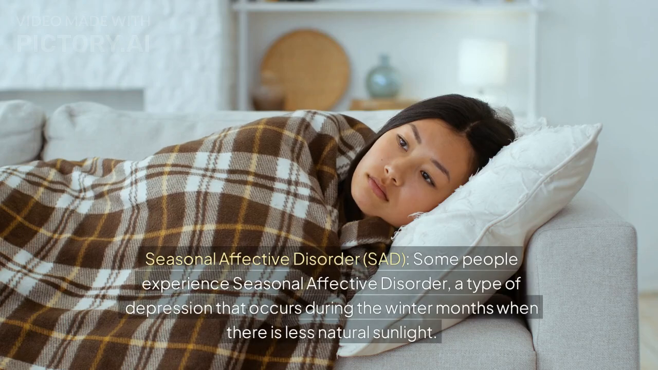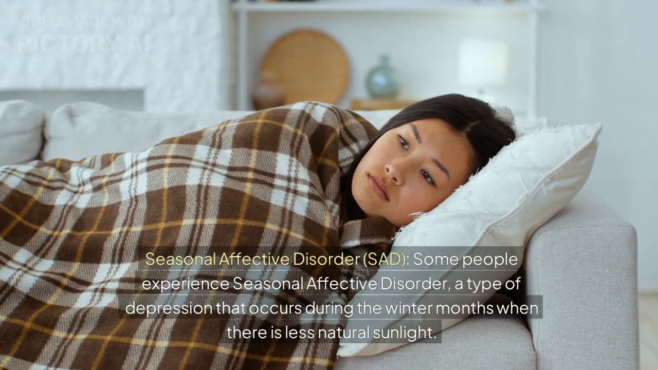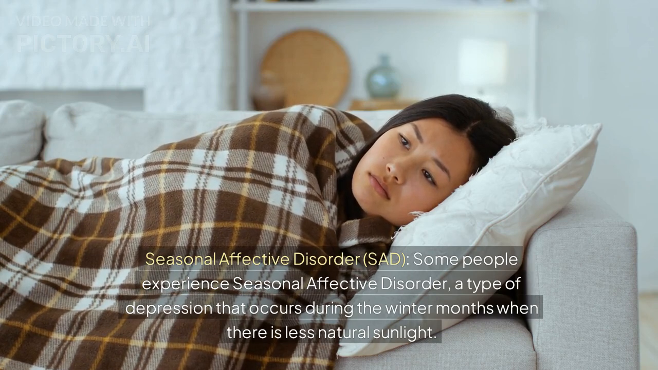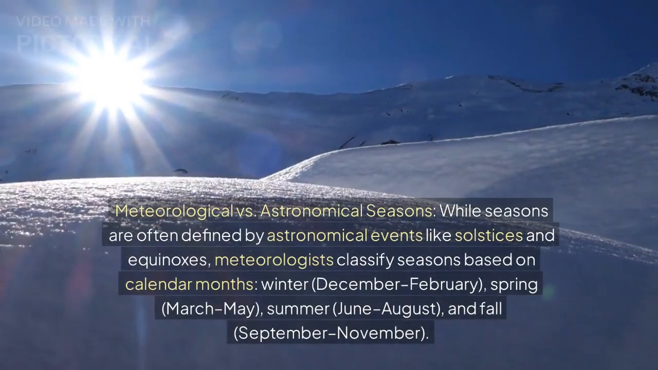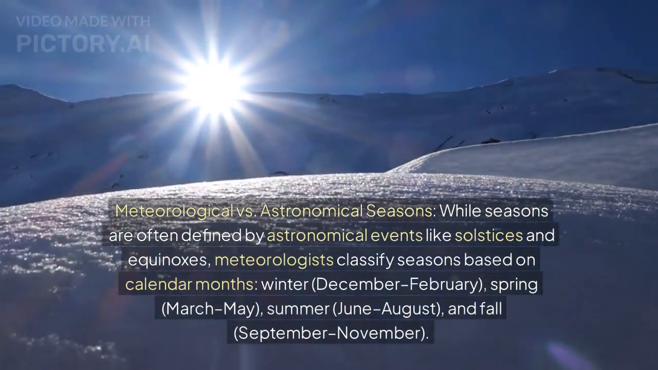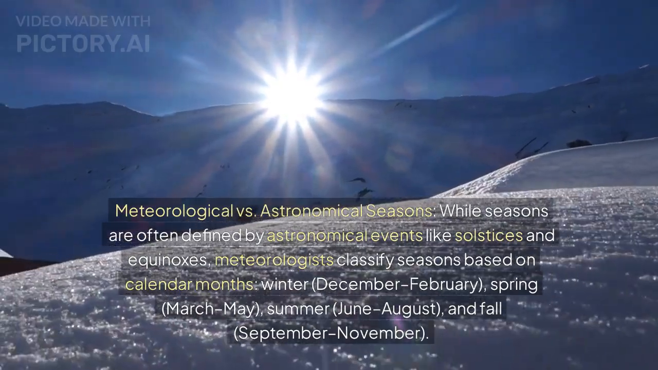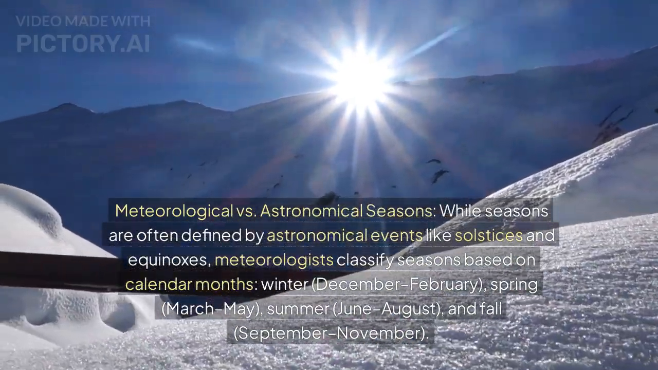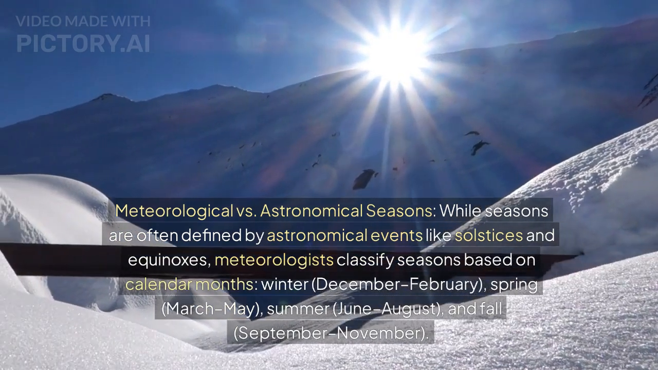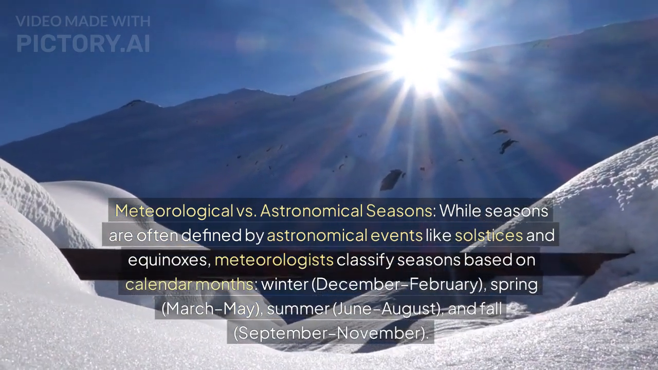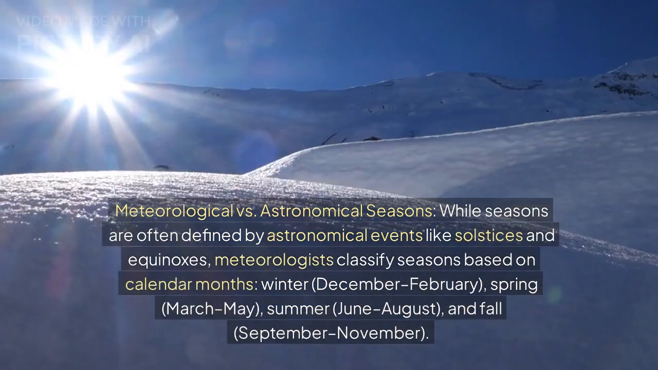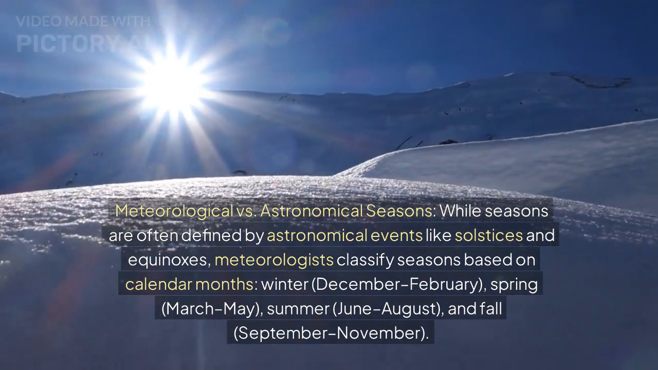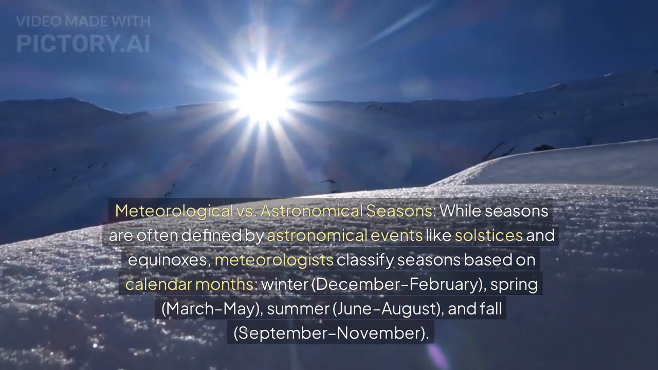Seasonal affective disorder, SAD. Some people experience seasonal affective disorder, a type of depression that occurs during the winter months when there is less natural sunlight. Meteorological versus astronomical seasons. While seasons are often defined by astronomical events like solstices and equinoxes, meteorologists classify seasons based on calendar months. Winter, December to February; spring, March to May; summer, June to August; and fall, September to November.